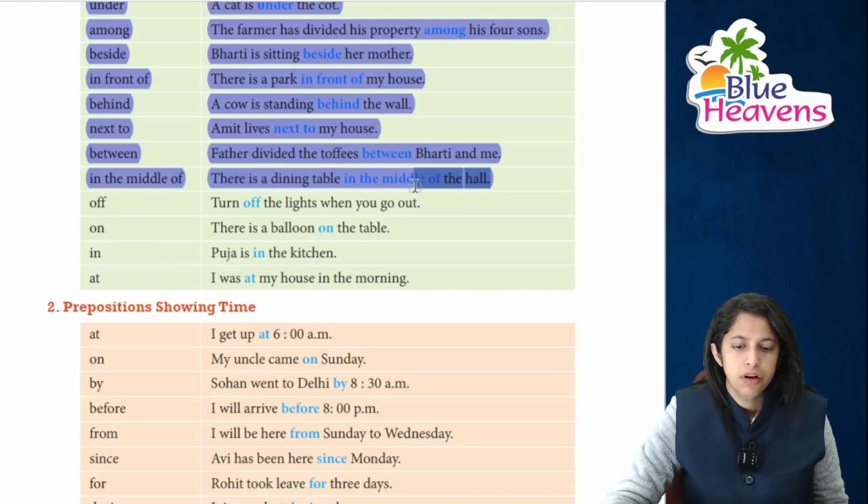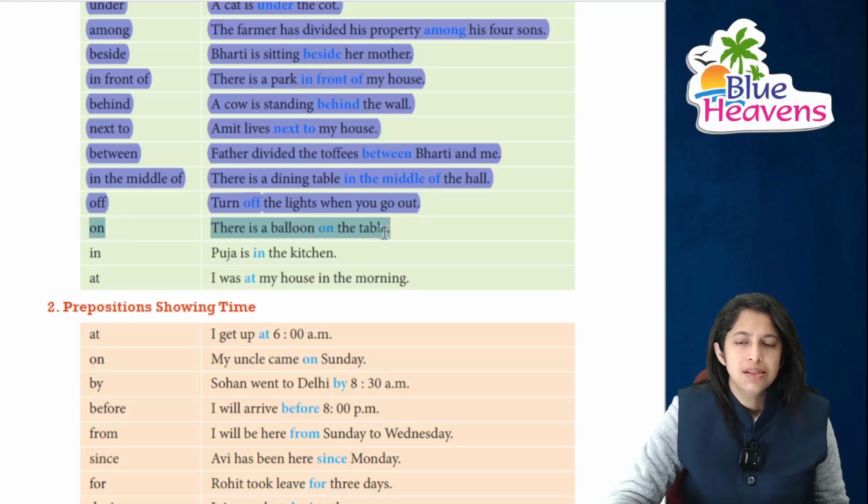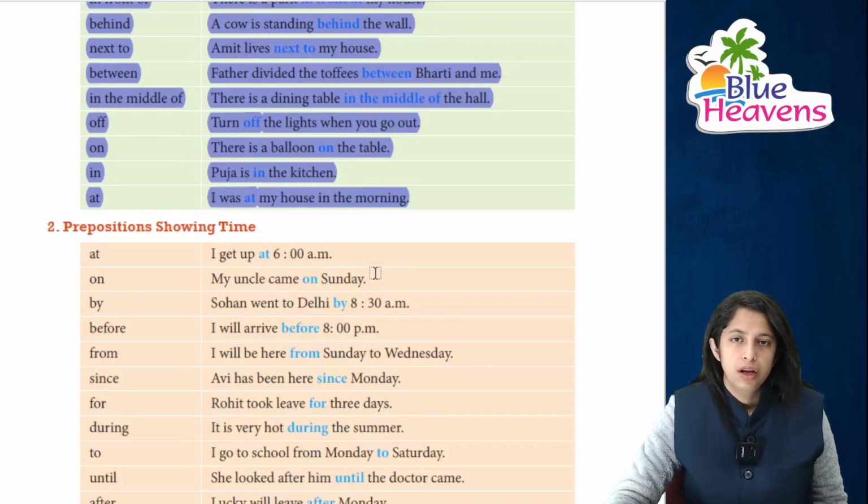Off. Turn off the lights when you go out. जब आप जाएंगे तो please light off कर दीजिएगा. On. There is a balloon on the table. Table के ऊपर है. In, Pooja is in the kitchen. वो अंदर है. I was at my house in the morning. सुबह में मैं अपने घर में था.